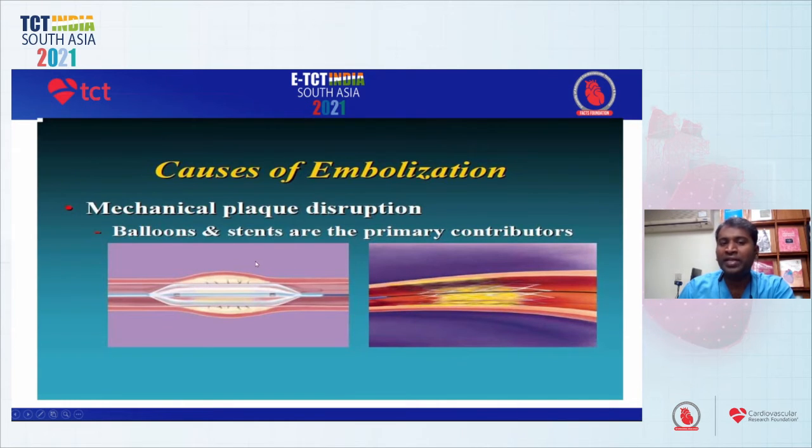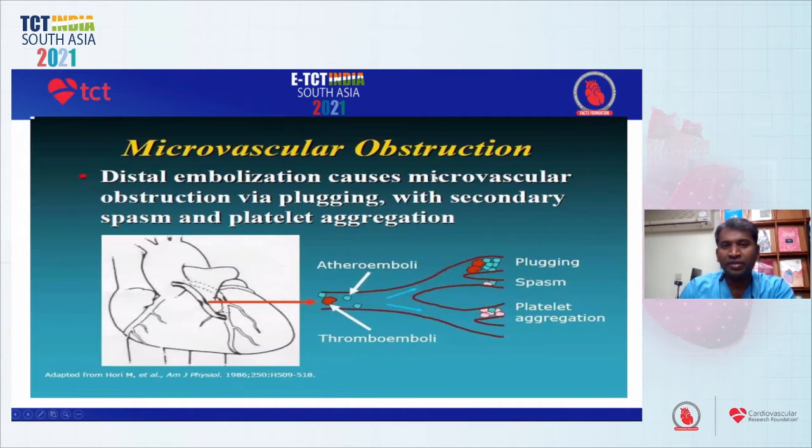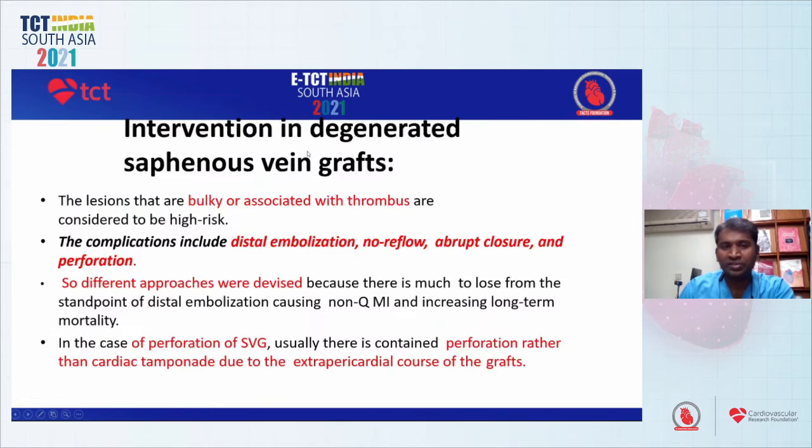Most of it is due to mechanical plaque disruption caused by our balloons and stents, which can cause distal embolization, causing microvascular obstruction via plugging, secondary spasm and platelet aggregation. So interventions in degenerated saphenous vein grafts are associated with complications like distal embolization, no reflow, abrupt closure, and perforation. The lesions are mostly bulky and associated with thrombus.